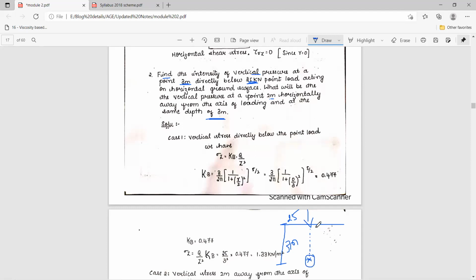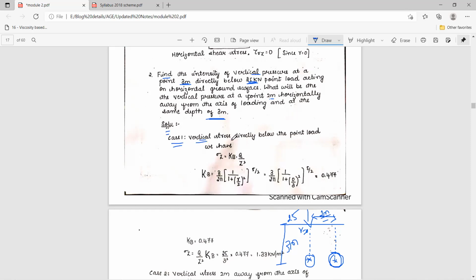In the second case, at a radial distance of 2 meter from the application of the load and at a depth of 3 meter, what will be the intensity of the vertical pressure? So in the first case, directly below the point of application of the load, the radial distance will be 0, and in the second case, at a radial distance of 2 meter and at a depth of 3 meter, what will be the vertical pressure? So this is what is being asked. Now let us go for the solution part.